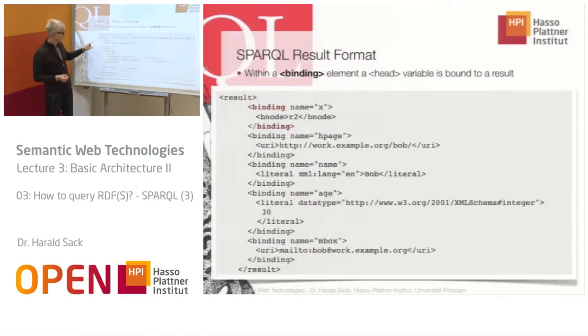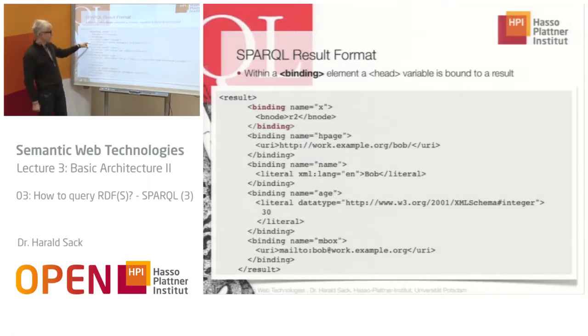So we have the result sections, and within the result sections we have some bindings. There you see, for example, the binding of a variable with the name x to a blank node that has a specific name, or a binding of a variable with the name hpage to a URI, and here the URI is given. Or you will have a binding of a variable called name to a literal, and in the literal, you can also define the language tag. For example, here we have an English literal.